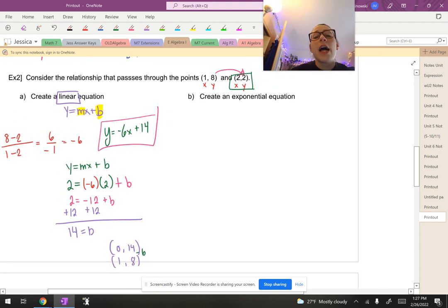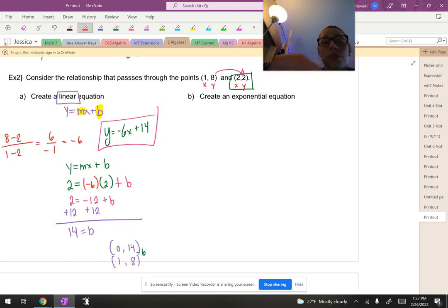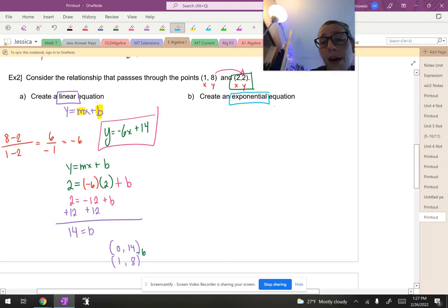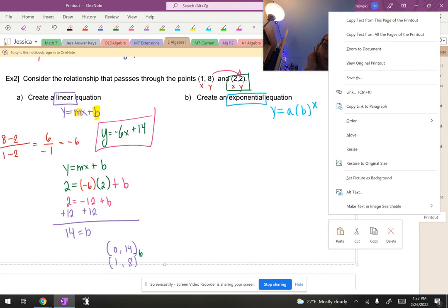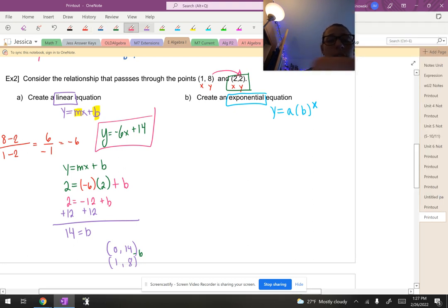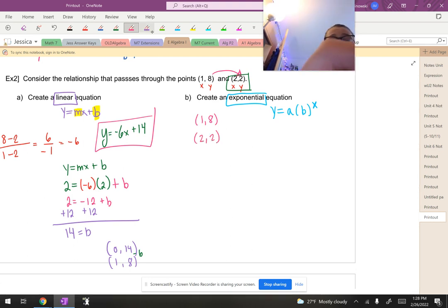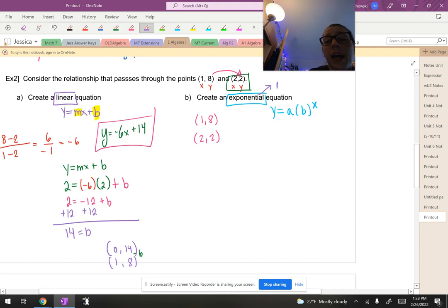That's a review. We've done that before. The exponential equation is going to be the new piece that we're going to look at. So for an exponential equation, hopefully what's going through your head is that y equals a times b raised to the x power. And here we are going to look at our points and realize that we're starting with (1, 8) and, just like we said, going down from 8 to 2. Exponential tells me I need to have a multiplying factor, which means there's something I need to multiply 8 by to get to 2.